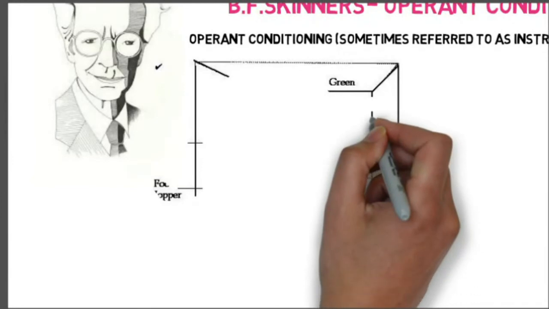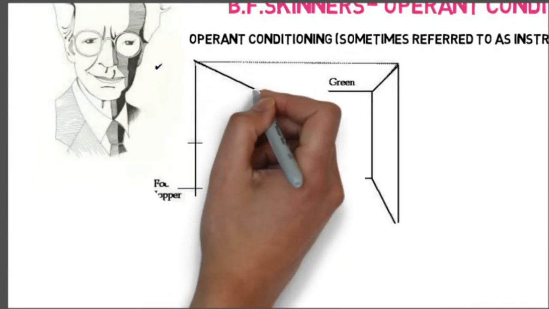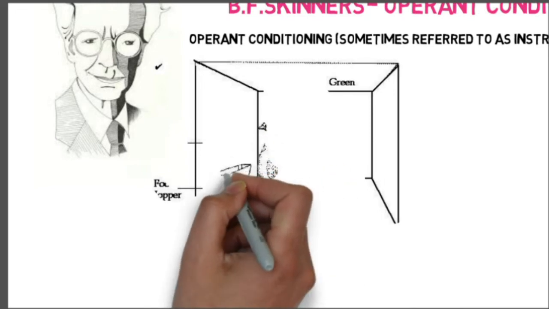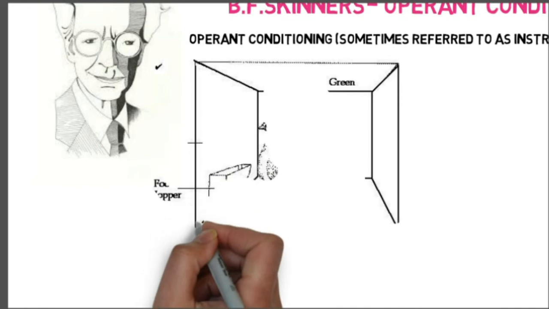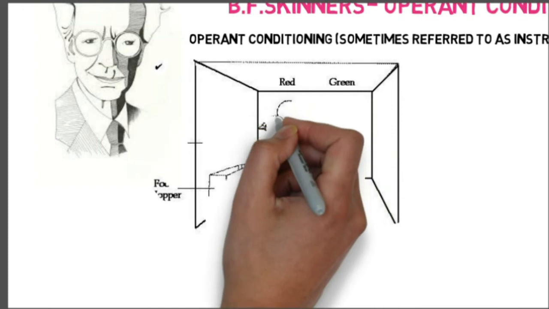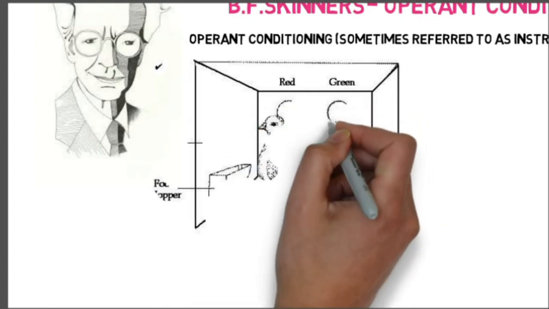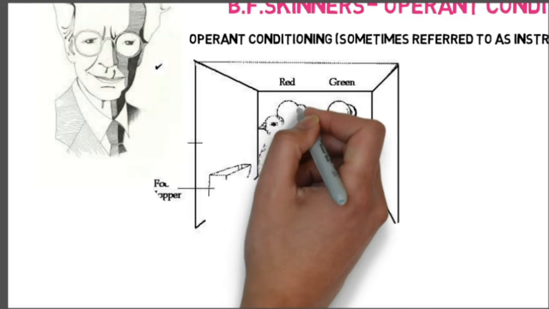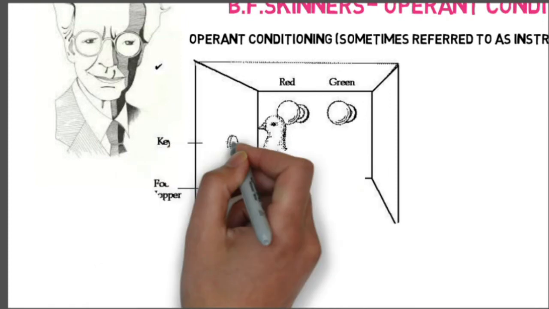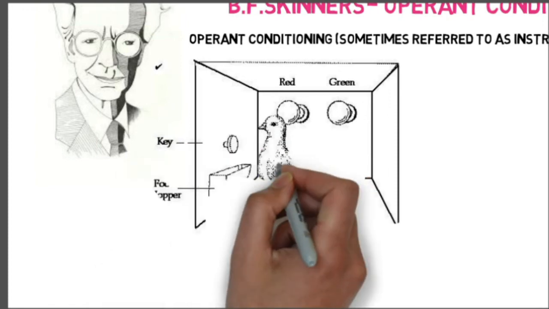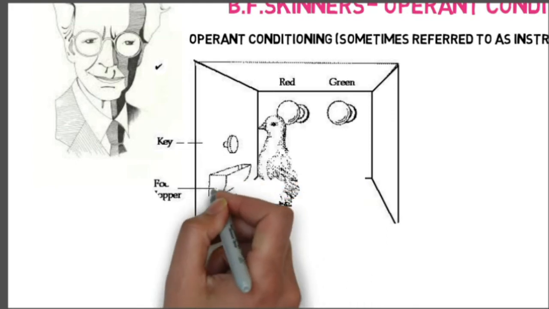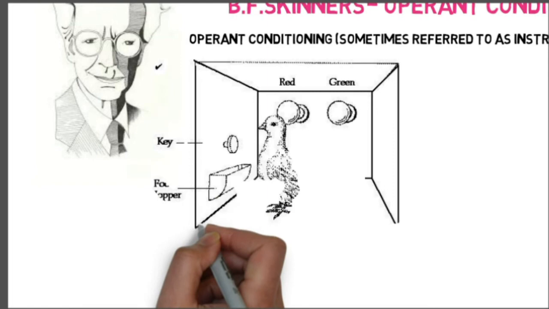Lever pressing is described as an operant behavior because it is an action that results in a consequence. In other words, it operates on the environment and changes it in some way. The food that is released as a result of pressing the lever is known as a reinforcer because it causes the operant behavior, that is the lever pushing, to increase. Food could also be described as a conditioned stimulus because it causes an effect to occur.